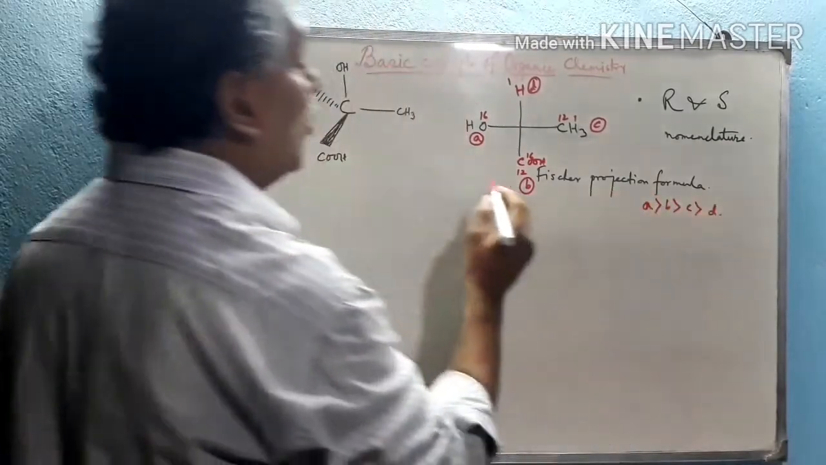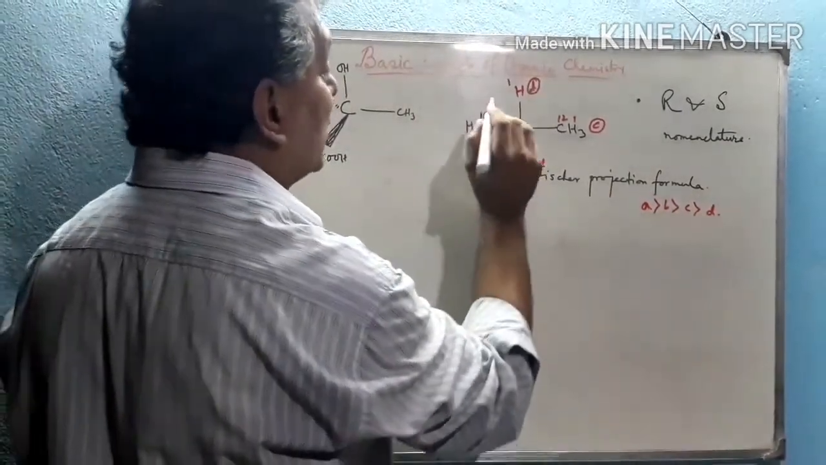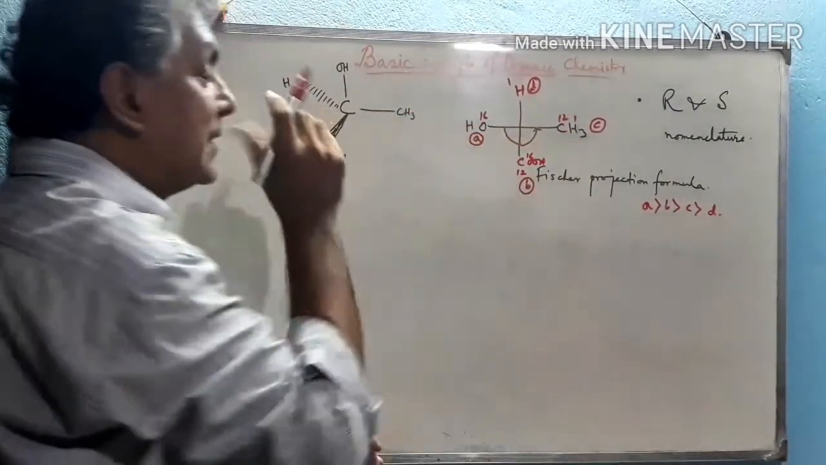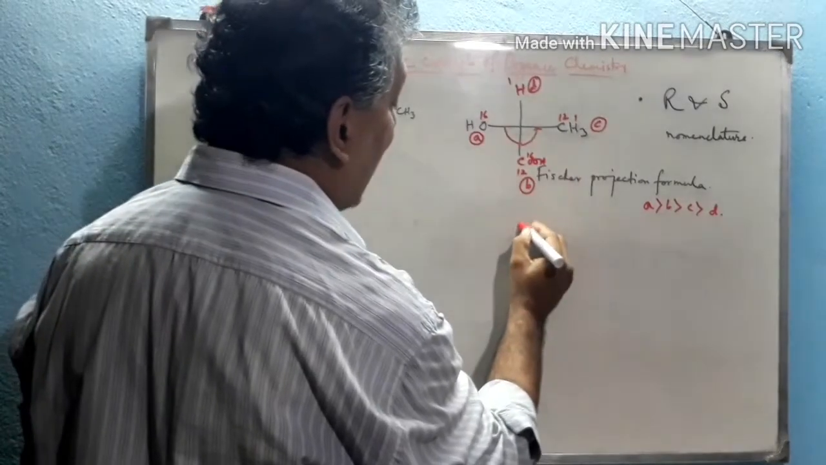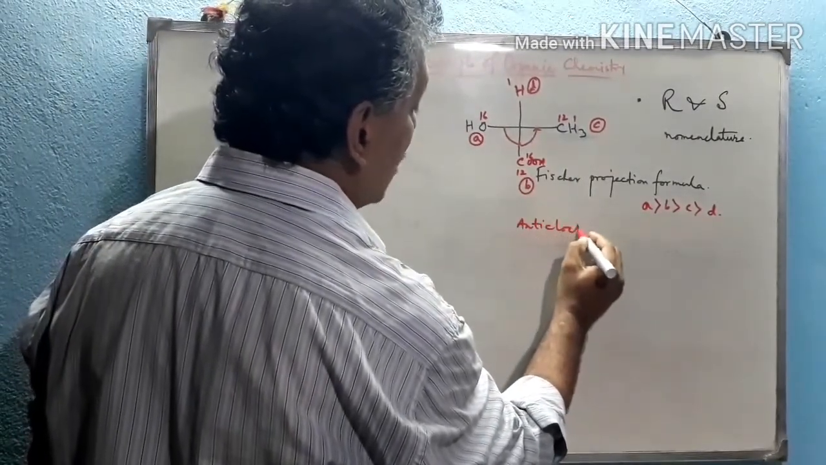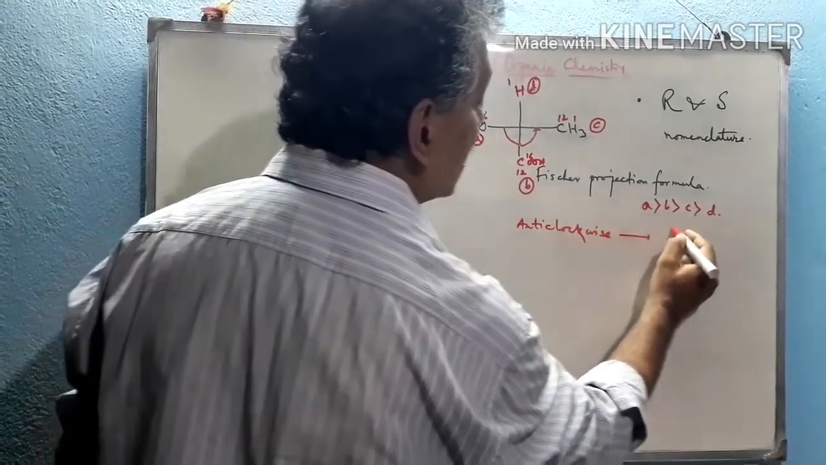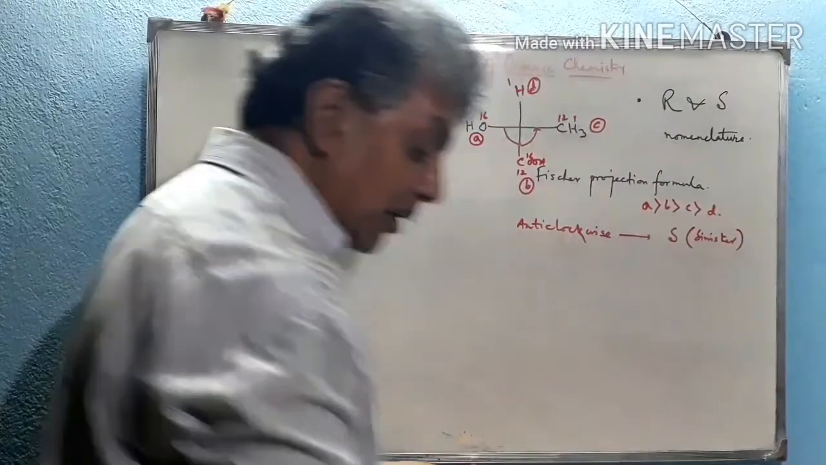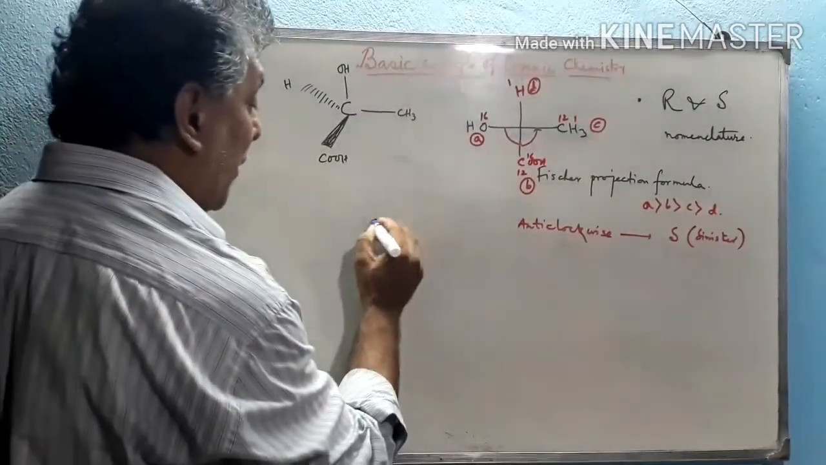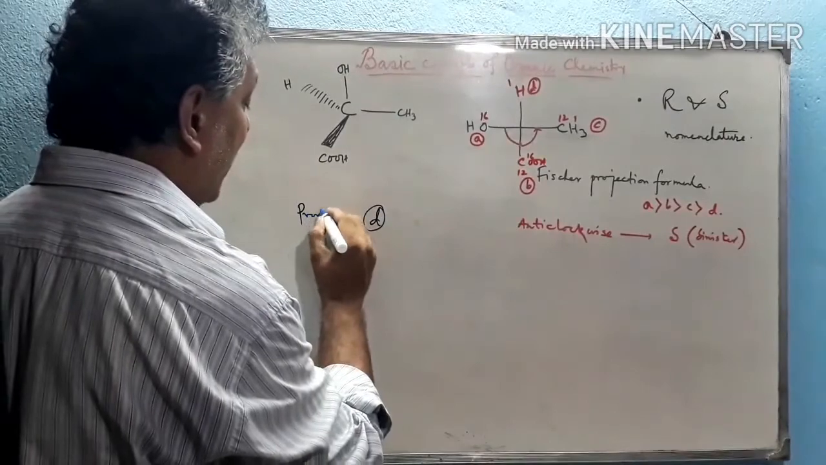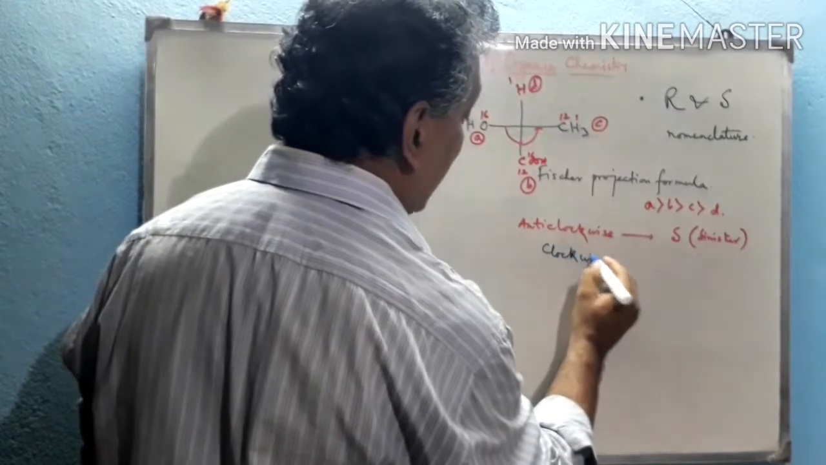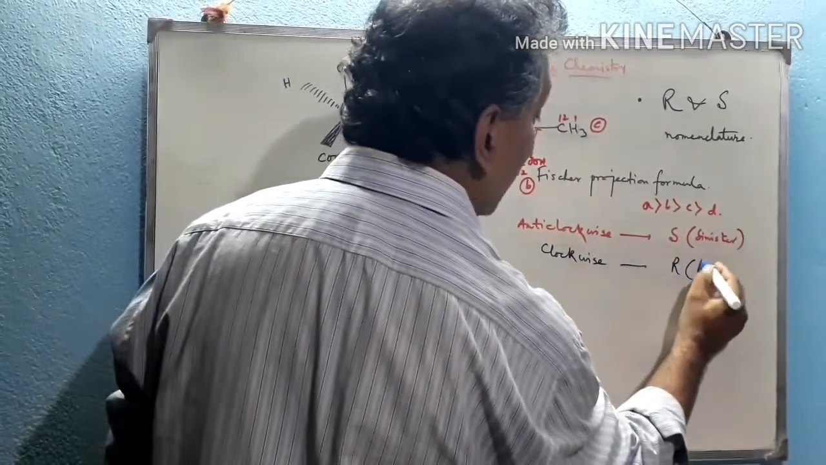Now, irrespective of the position of D, if we rotate from A to B and B to C, it is anti-clockwise. If it is anti-clockwise, then it is denoted by S, sinister. But we have to remember this provision about the D group, H: if it is anti-clockwise, it is S; if it is clockwise, then it becomes R, rectus.